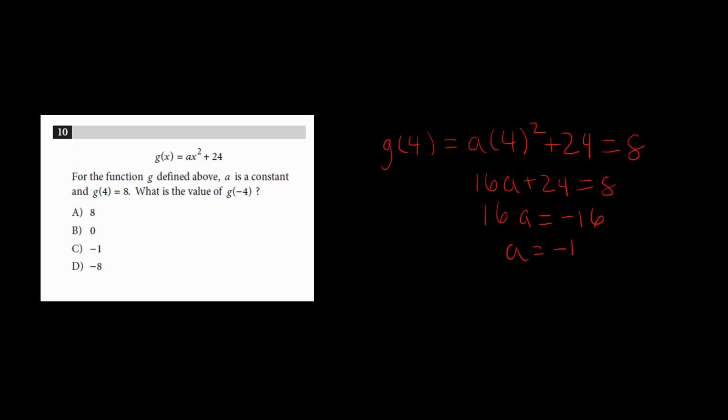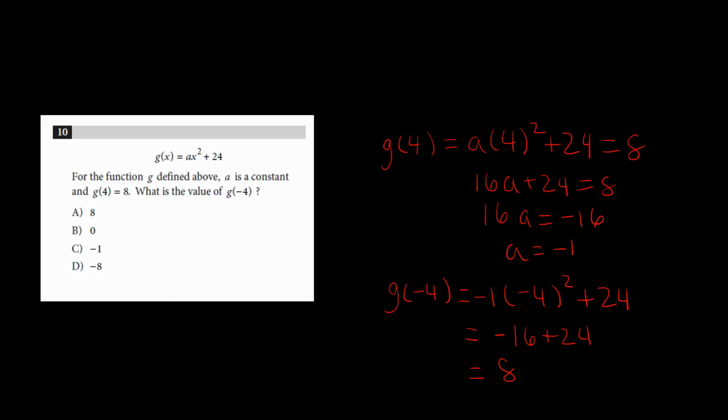Step 2, we want to find g of negative 4. So we plug in a negative 4 everywhere we have an x, and we can plug in the negative 1 for a. And we have negative 16 plus 24, which equals 8.